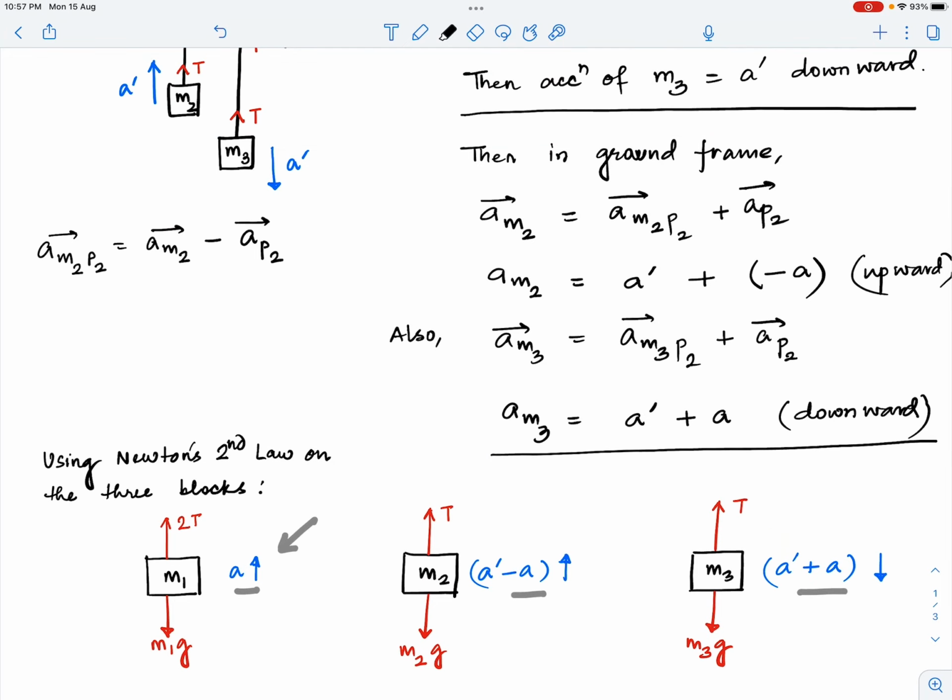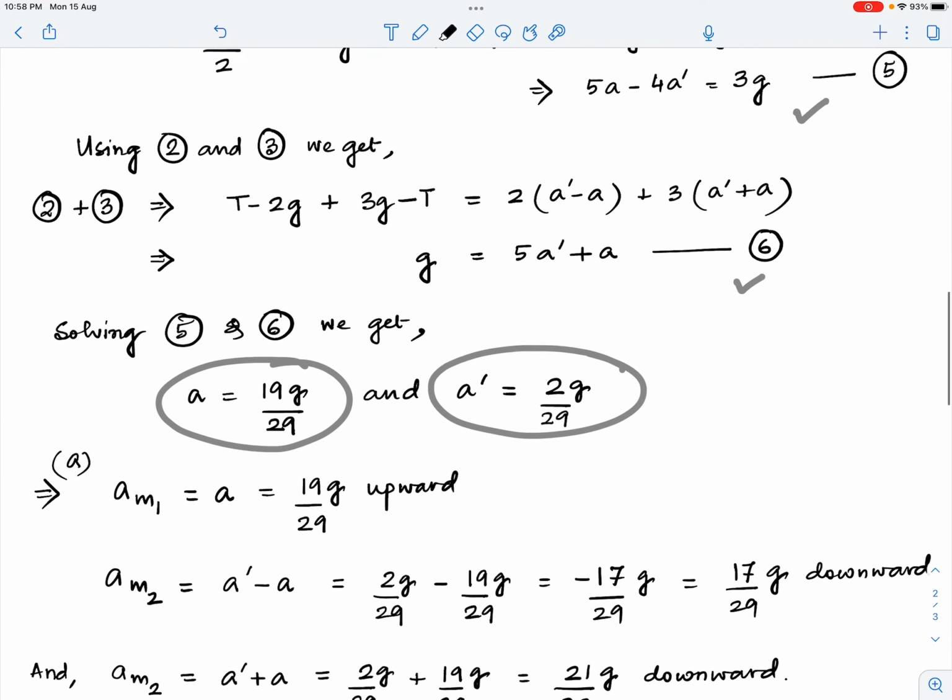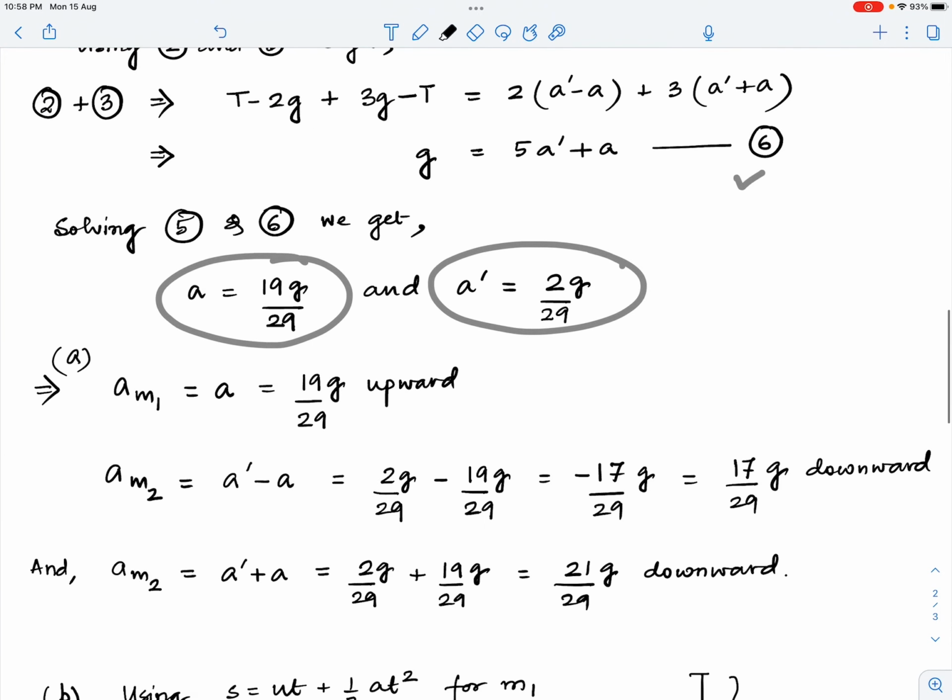For M1 it is A itself, for M2 it is A dash minus A, and for M3 it is A dash plus A. So, we are supposed to find out these 3 values now. We substitute the values, and we get the acceleration of M1, which is A itself, which will be 19 G by 29 upward, because we have taken the acceleration of M1 to be in the upward direction. Acceleration of M2, which we saw to be A dash minus A, when we substitute the values of A dash and A, we see that we are getting a negative value here.